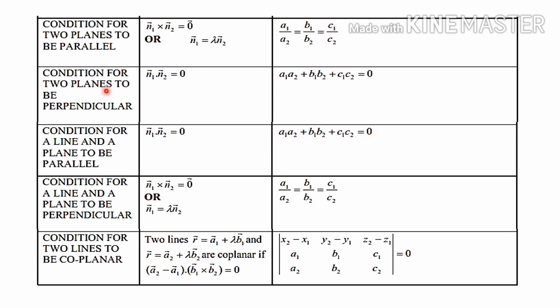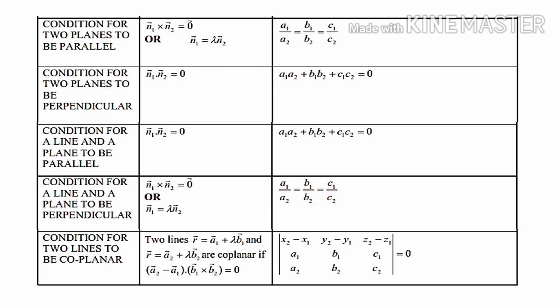And here these two conditions are same. The condition for two planes to be perpendicular and the condition for a line and a plane to be parallel, both are the same condition. Next one is condition for a line and a plane to be perpendicular. That is vector n1 cross vector n2 is equal to 0 vector, or vector n1 is equal to lambda into vector n2, or else a1 by a2 is equal to b1 by b2 is equal to c1 by c2.